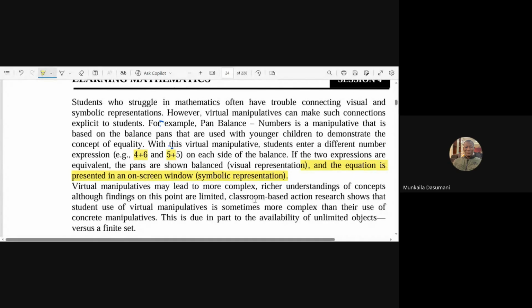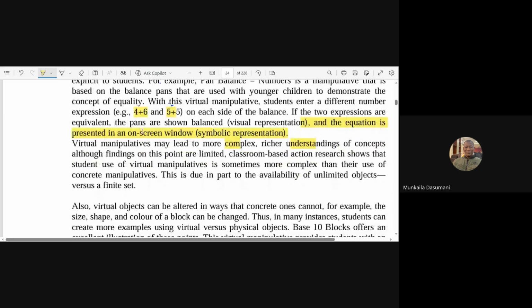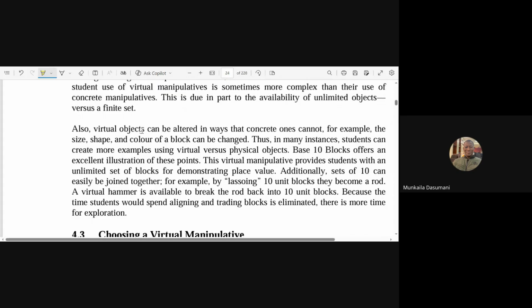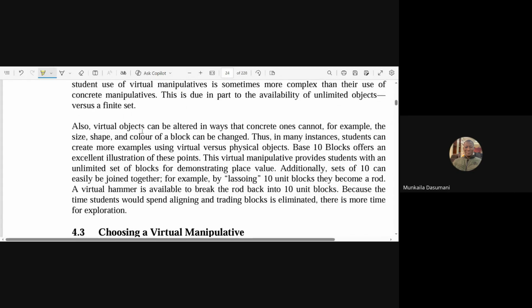But you can also use the virtual manipulation for more complex things and gain a better understanding of concepts you are learning. Because it's very cheap, you don't need to pay more money to get them. Okay, so you can read a lot about that. You can read about the base 10 blocks also for learning.